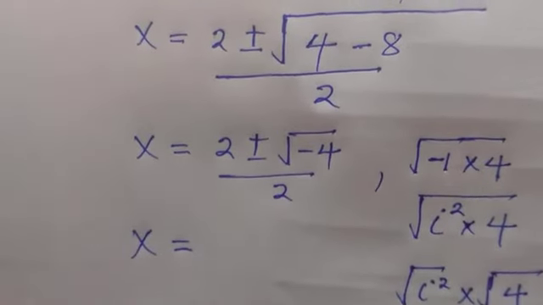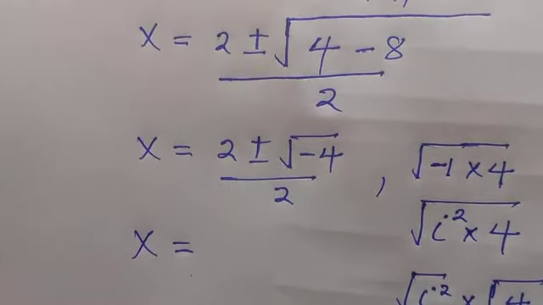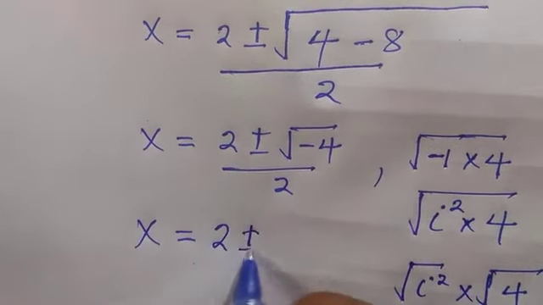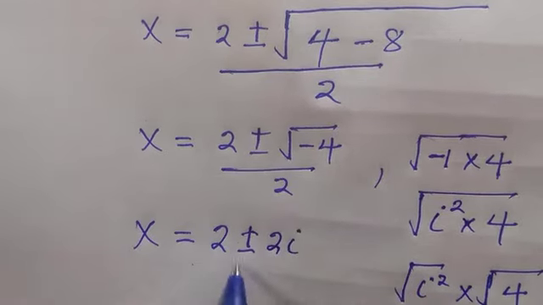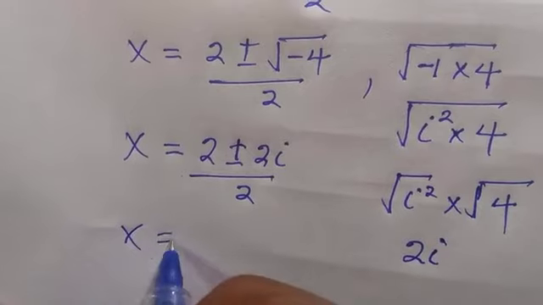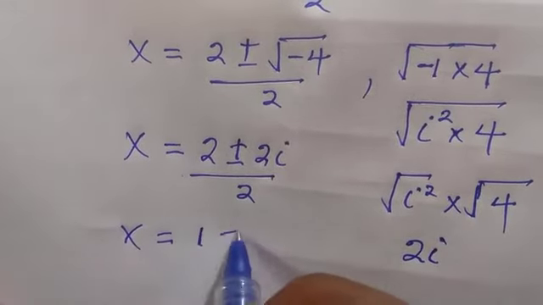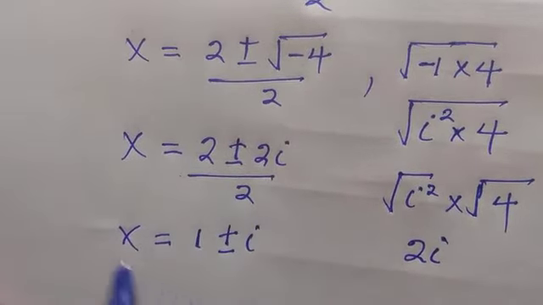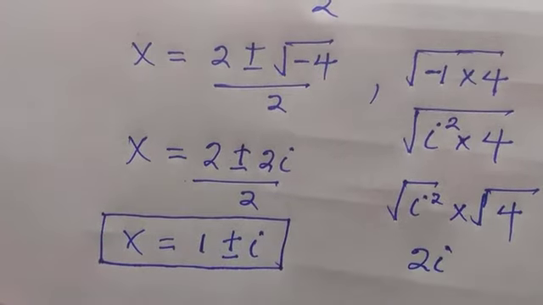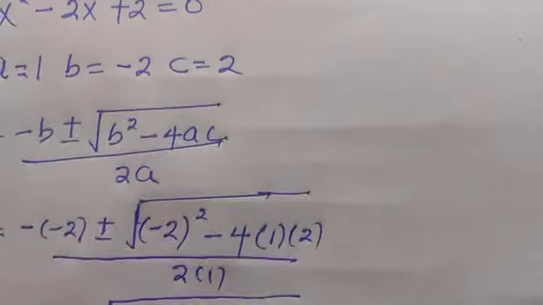And by replacing it in this, we are going to have 2 plus or minus 2i divided by 2. And indeed, we can factor out 2 and cancel the denominator and numerator. So here we have 1 plus or minus i, which gives the first two solutions to the value of x.